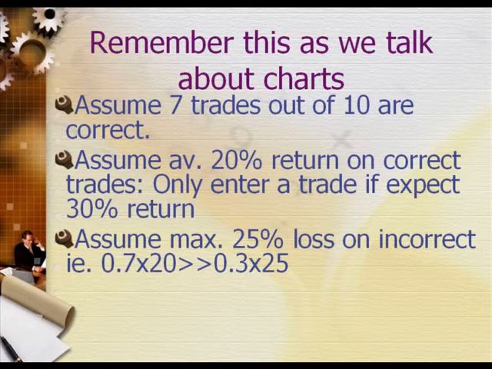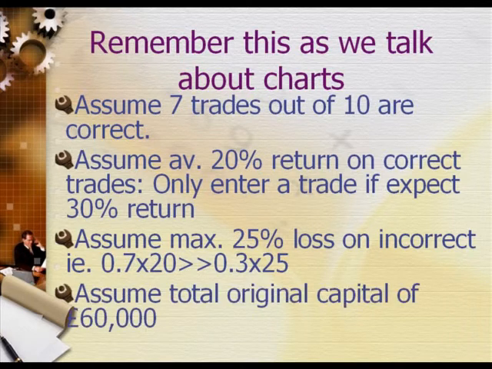Why do we look at charts? We look at charts so we can be right 7 times out of 10, not 5, not 2, not 1, 7. That we can try and get a 20% return when we're correct, and that we only limit our losses to 25%, and that we're only wrong 3 times out of 10. Why are all those things important? Well, without them, we're not going to make our returns. Now I want you to make another assumption for the moment. Assume the total original capital that you have is £60,000. Okay, let's move on for a second with all those assumptions in place.